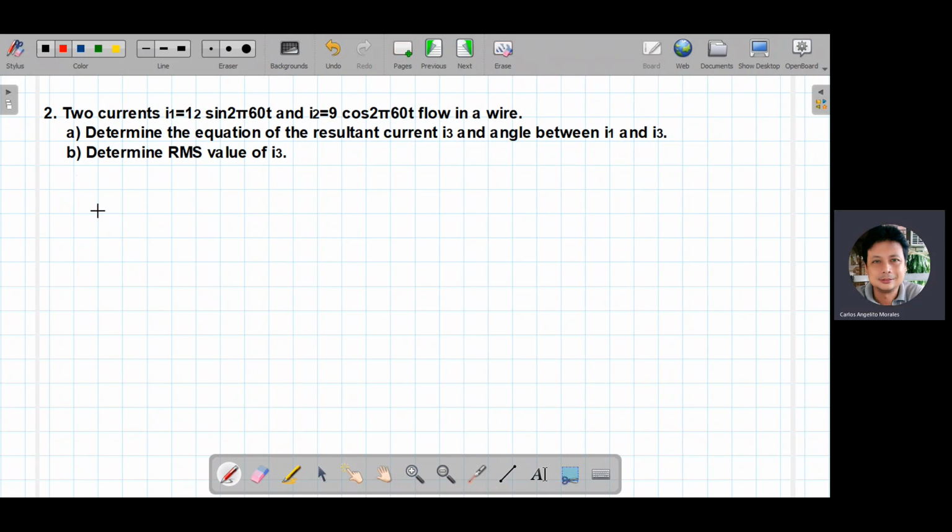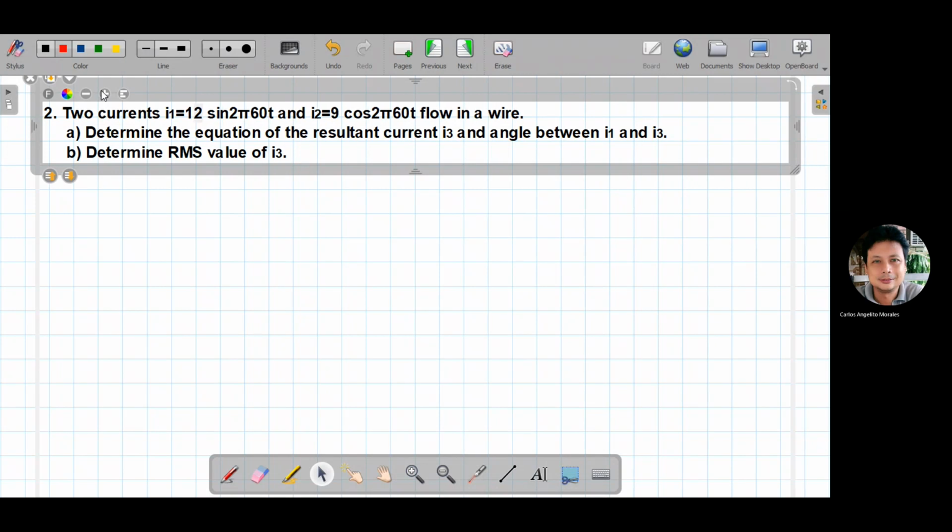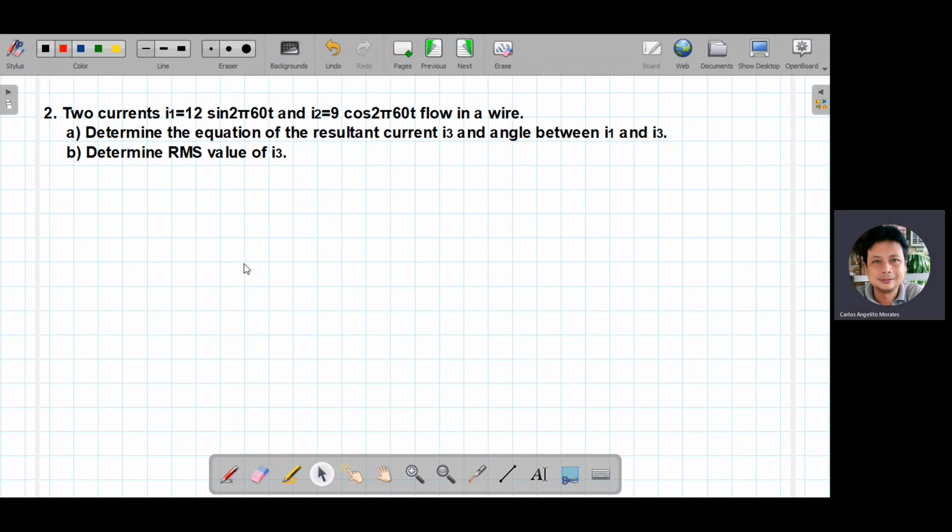Okay, the given is the following. Sabi dito, 2 currents I1 is equal to 12 sine 2 pi 60t and I2 is 9 cosine 2 pi 60t flow in a wire. So determine the equation of the resultant current I3 and angle between I1 and I3. Determine RMS of I3. So given muna tayo.